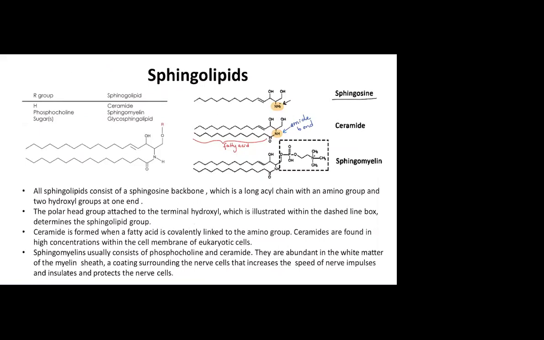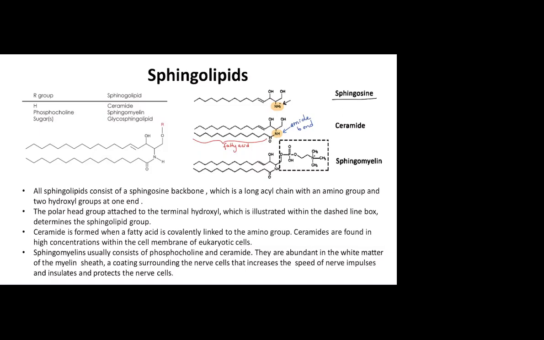When that ceramide, which as you can see is found in high concentrations in the cell membrane, is then bonded to a phosphate group and an amino alcohol, that's what makes other types of lipids that are known as sphingomyelins, okay? And sphingomyelins specifically are going to be abundant in white matter, and are going to be the main component of the myelin sheath, which is the tissue that surrounds nerve cells, and is what actually insulates and protects the nerve cell, and it actually helps with the speed of the nerve impulses, okay?